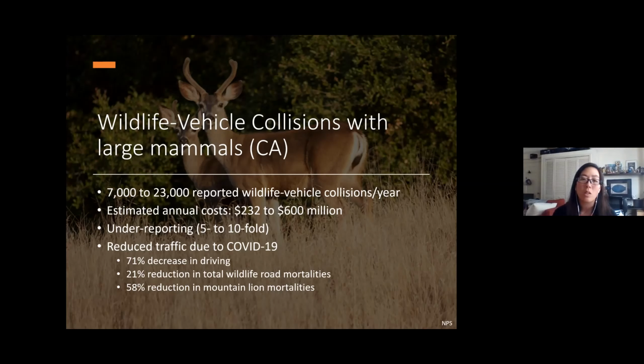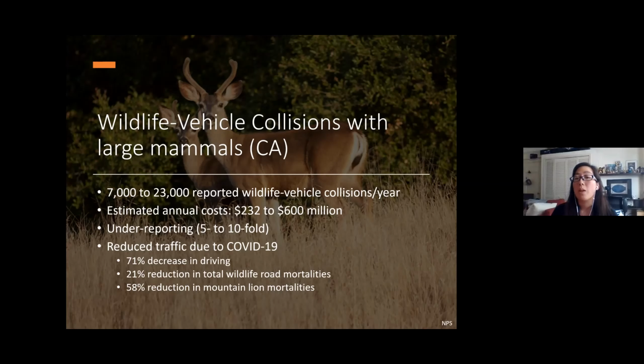And when they looked at the different specific species, they found that mountain lions had the highest impact, where there was a 58% reduction in mountain lion mortalities during the COVID shelter-in-place measures. And so again, like the previous reports, this extra COVID report really amplifies how impactful roads and traffic can be on the wildlife in an area. And as I said, it doesn't even account for all the other species that are being impacted.